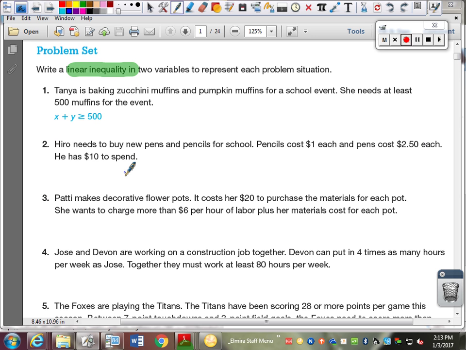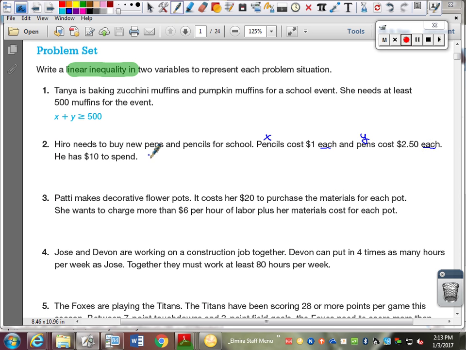All right, so Hero needs to buy new pens and pencils for school. Pens cost $1 each and pencils cost $2.50 each. He has $10 to spend. Okay, so we're going to make pencils x and we're going to make pens y. Unfortunately, I would have preferred to use letters for them, but they both start with P, so we'll just say x and y. So this sounds like a standard form equation because they both say each.